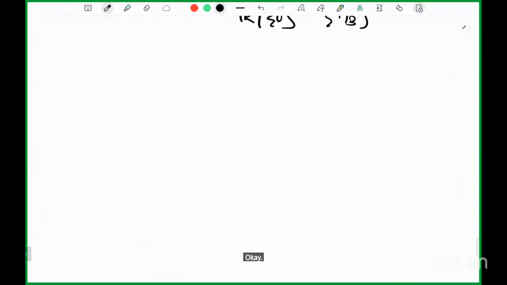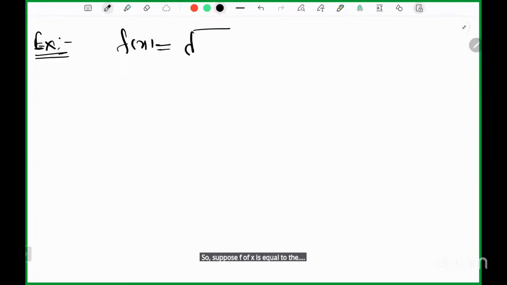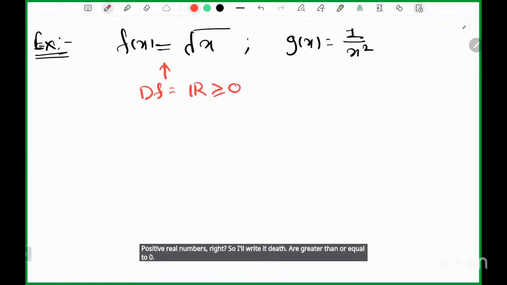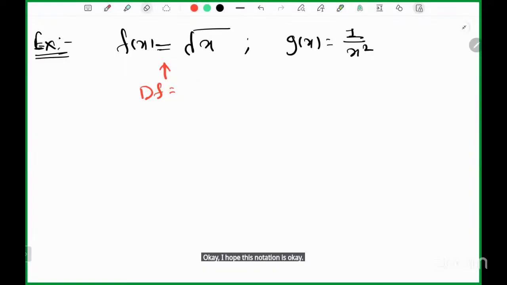Okay, so let me take one example. Suppose f of x is equal to the square root of x function, and g of x is equal to the 1 by x square function. I don't know if we get the same domain or not, I'm just taking an example. So here the domain of f is the non-negative real numbers, so x greater than or equal to 0. And the domain of g is, as usual, real numbers minus 0.